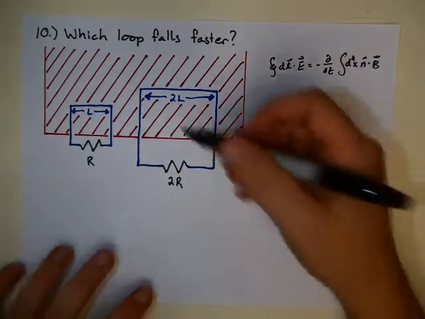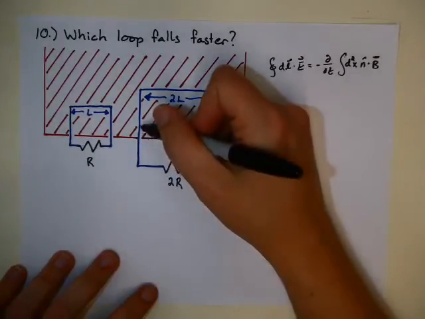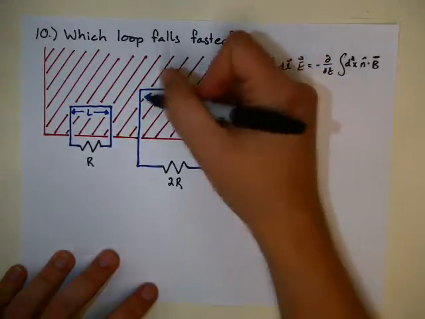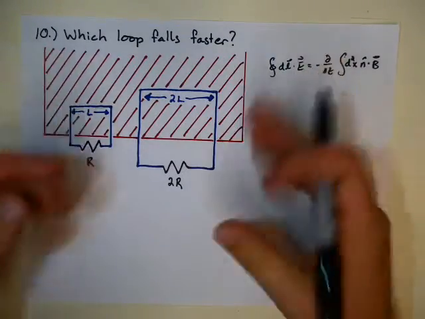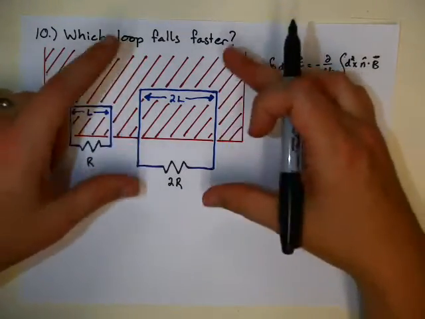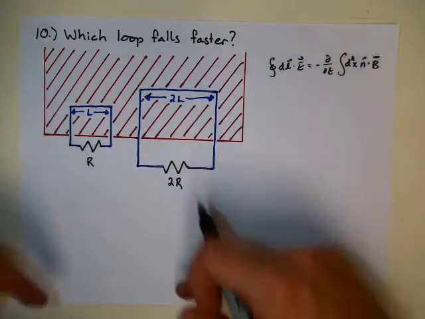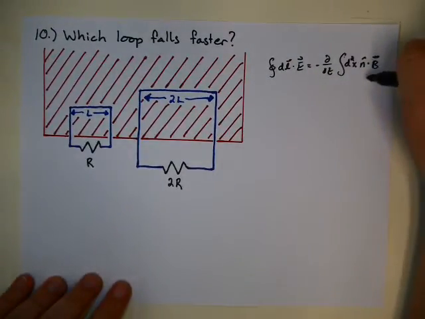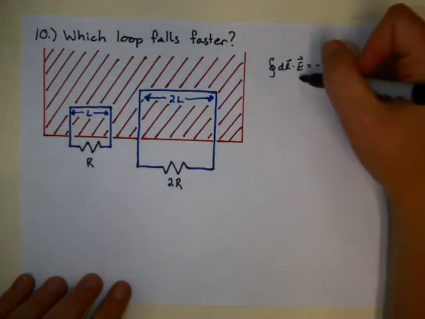Well, I can see that the change in the magnetic flux here is going to be twice as big because this loop has twice as much size this way. It wouldn't matter how big it is up and down. It only matters its size this way because it's falling down. So the change in flux will be twice as big, and so its EMF will be twice as big.